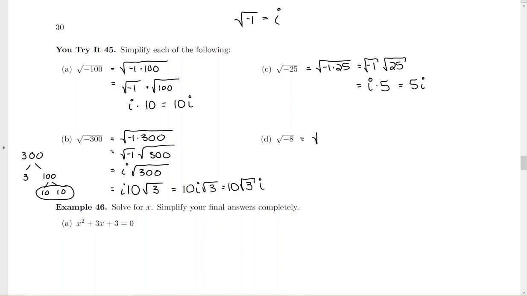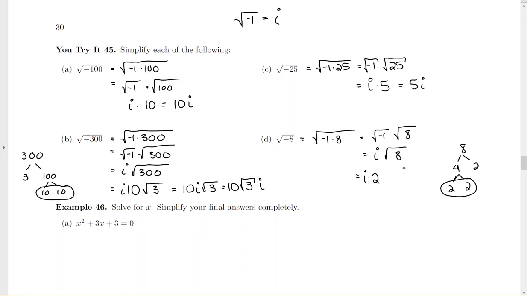Square root of -8. -1 times 8. I know what the square root of -1 is. The square root of 8, though, I don't know what that is. So I'm going to break it down. Call that i square root of 8 for right now. Take the number 8 and make yourself a little factor tree. 4 times 2. 4 breaks down into 2 times 2. I have a pair of 2's that will come out from under the radical.